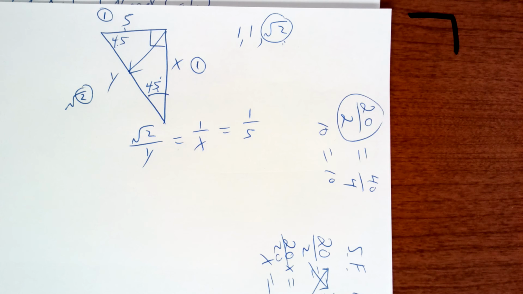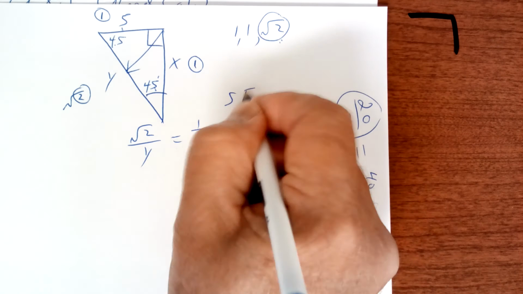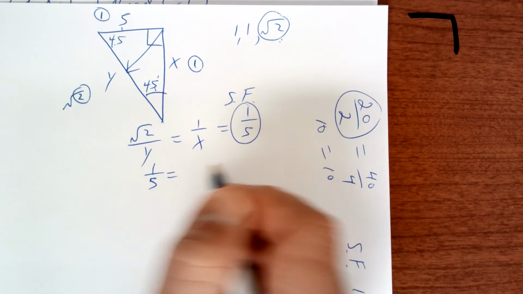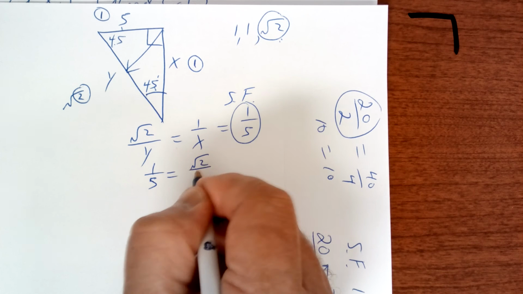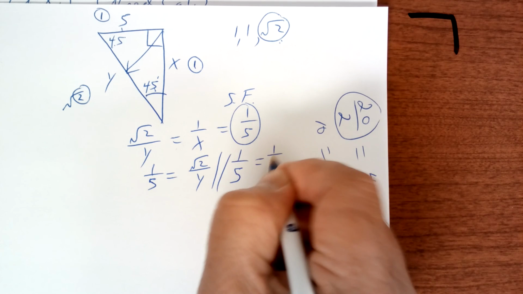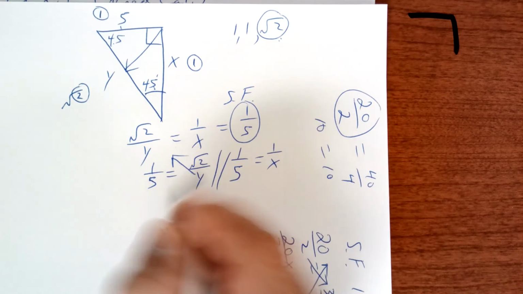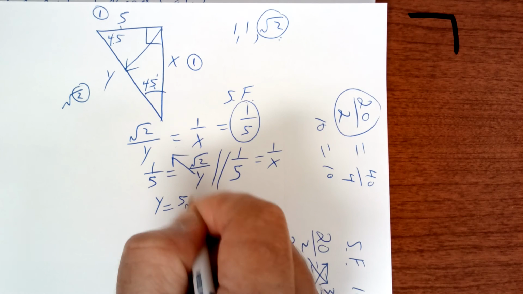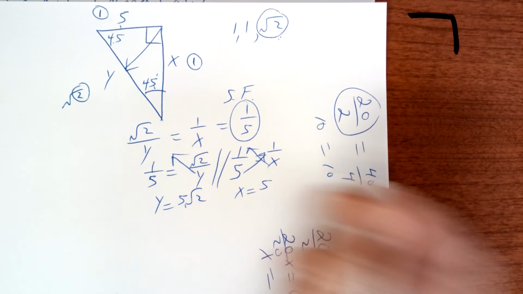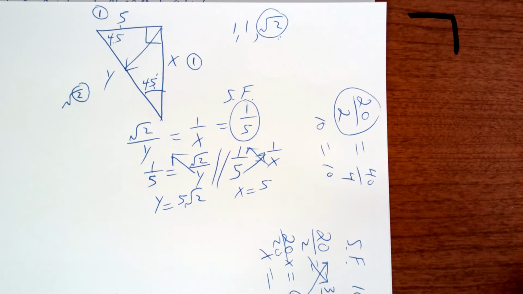This one, you know both of these, so that's your scale factor. And you're going to use that twice. That's one of them, and then 1 over 5 is equal to 1 over x, and then you cross multiply, you get your answer. This one would be y is equal to 5 square root of 2. This one would be x is equal to 5. This one, we already know. There it is. And that's how you do it.